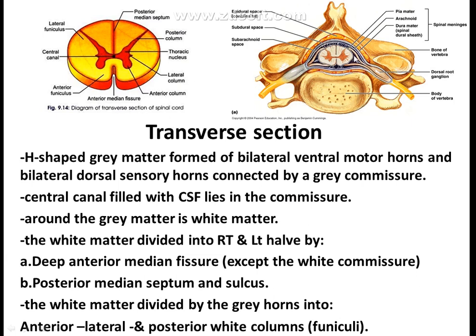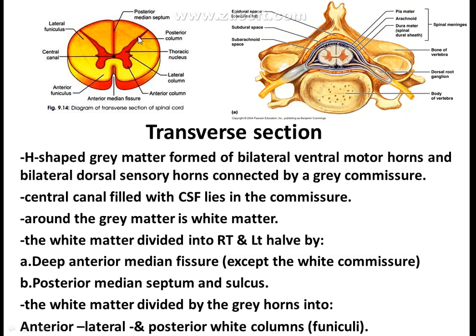If we have a transverse section into the spinal cord, we will see that the tissue of the sectioned spinal cord shows H-shaped gray matter. This H-shaped gray matter is formed mostly of neurons, of nerve cells, and neuroglia. And this H-shaped gray matter is formed of right and left ventral horns. These ventral horns are containing motor nerve cells or motor neurons.